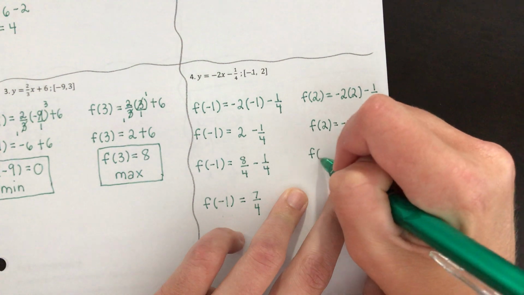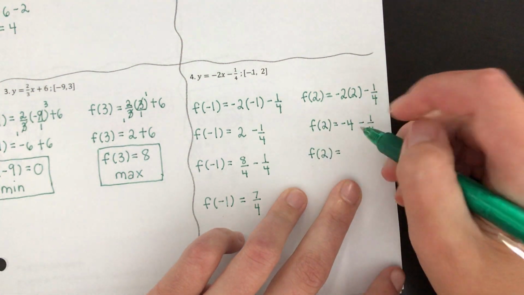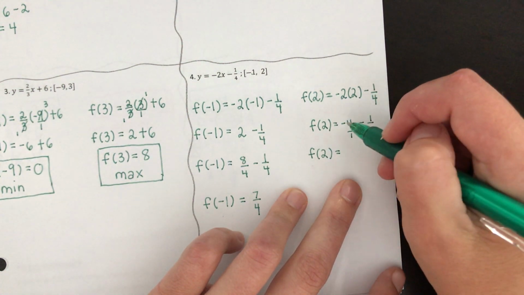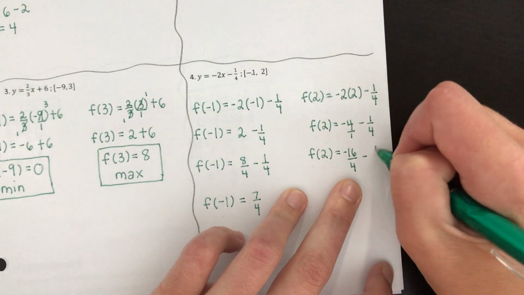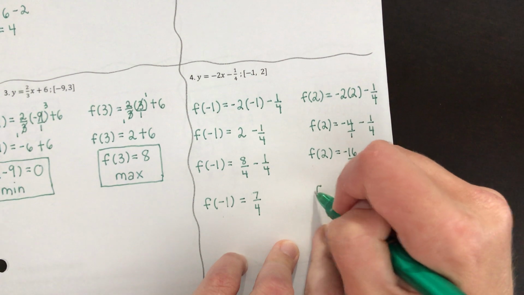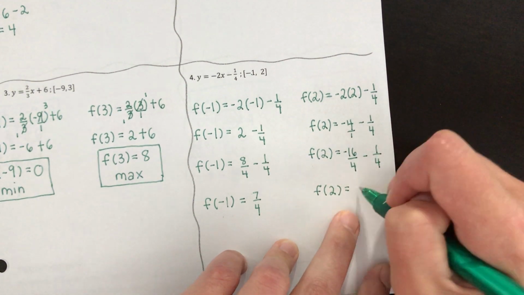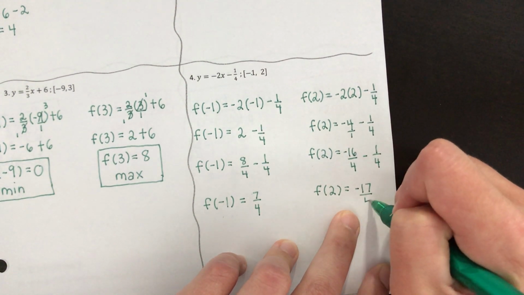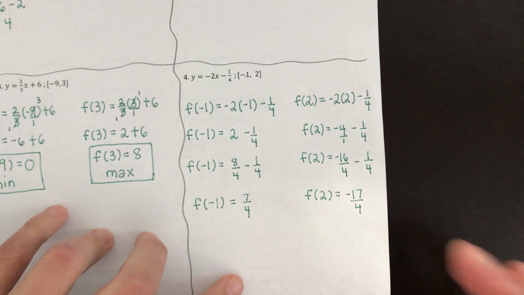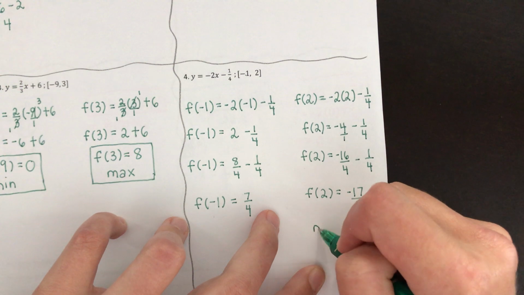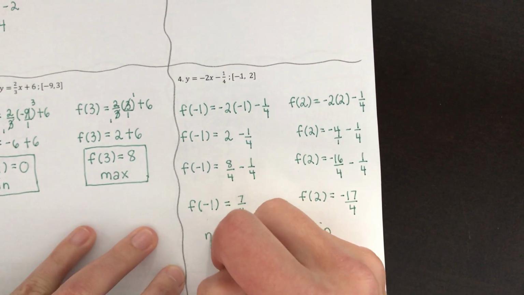And then I'll have f of 2 equals, multiply this 4 over 1 by 4 over 4, so that'd be negative 16 over 4 minus 1/4. So this would be f of 2 equals negative 17 over 4. So obviously this one's lower, it's a negative output. So that's going to be my min, and this is going to be my max.